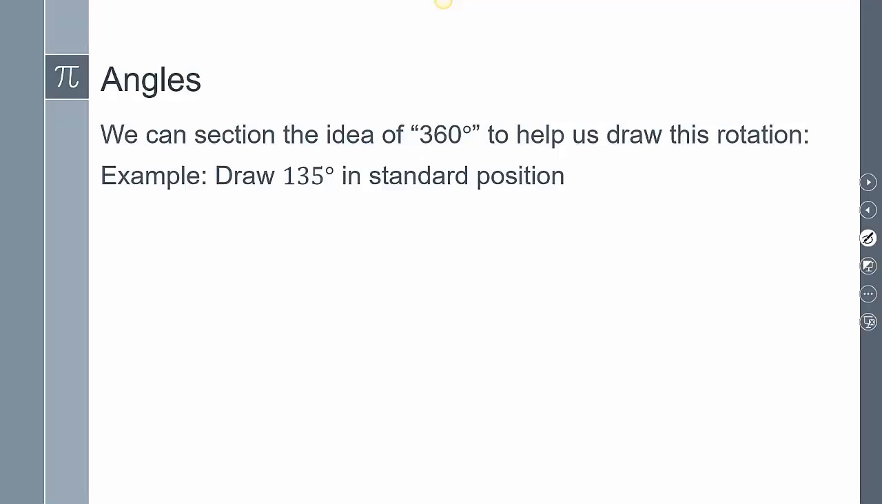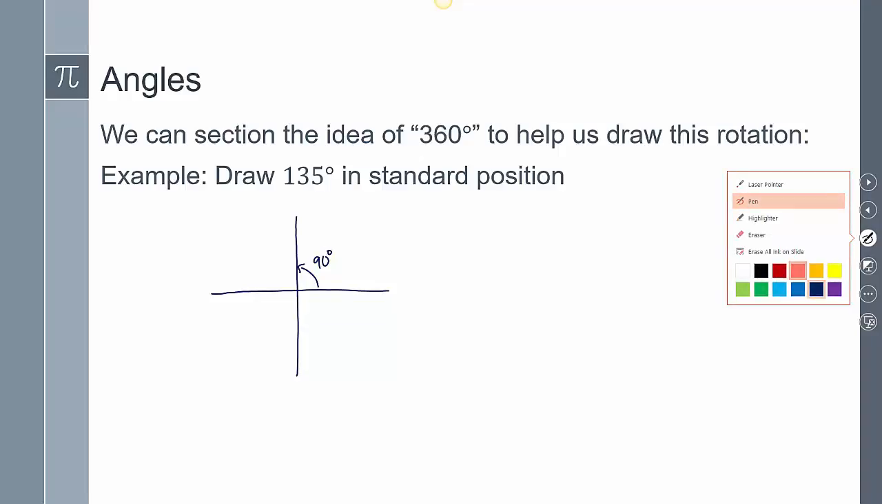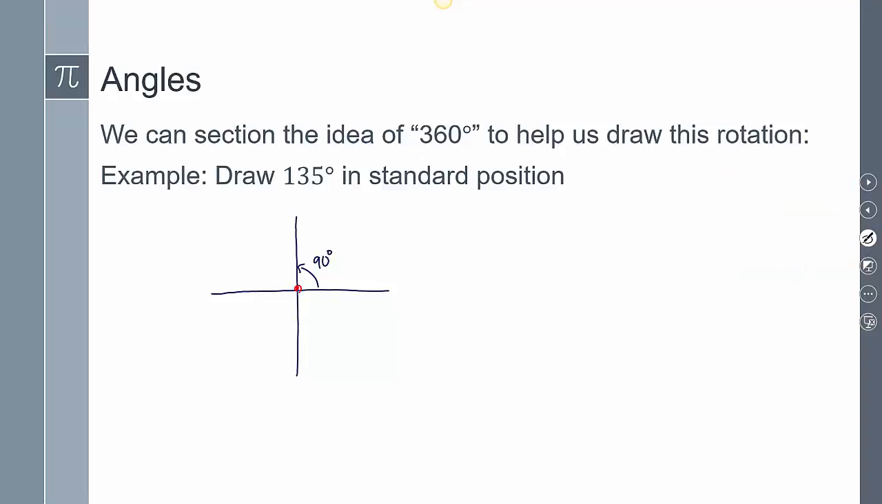So this first one, it says draw 135 degrees in standard position. So it helps for us to kind of draw this out. There's my axes. And I know that from this previous thing we said that that's going to be 90 degrees. And we know that if it's going to be in standard position, my initial side is going to be here.